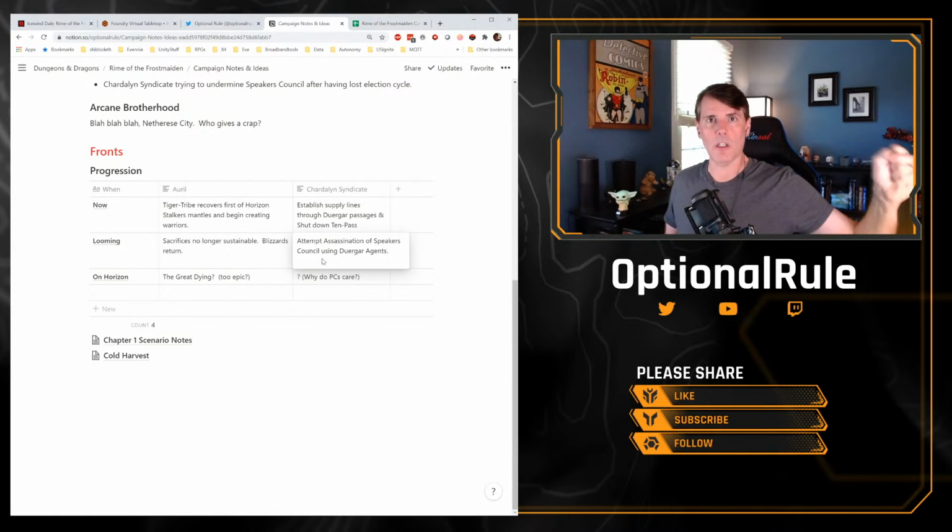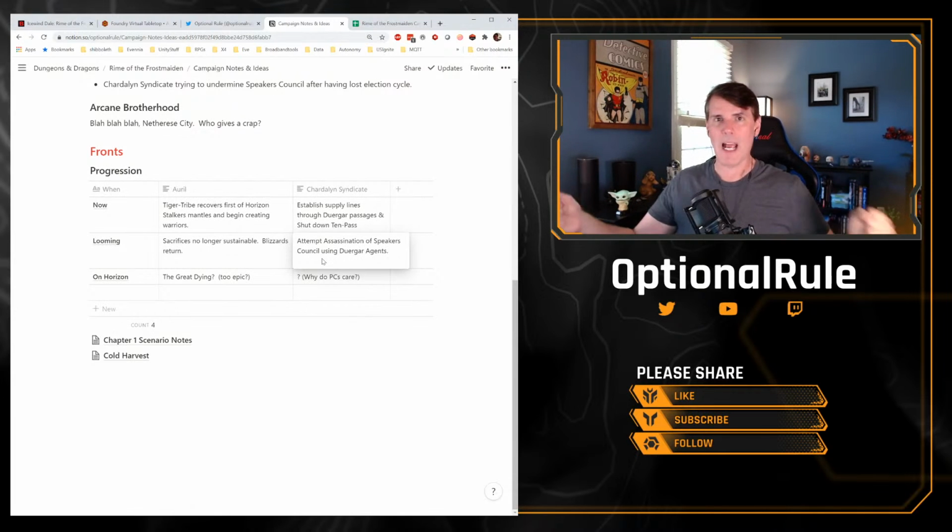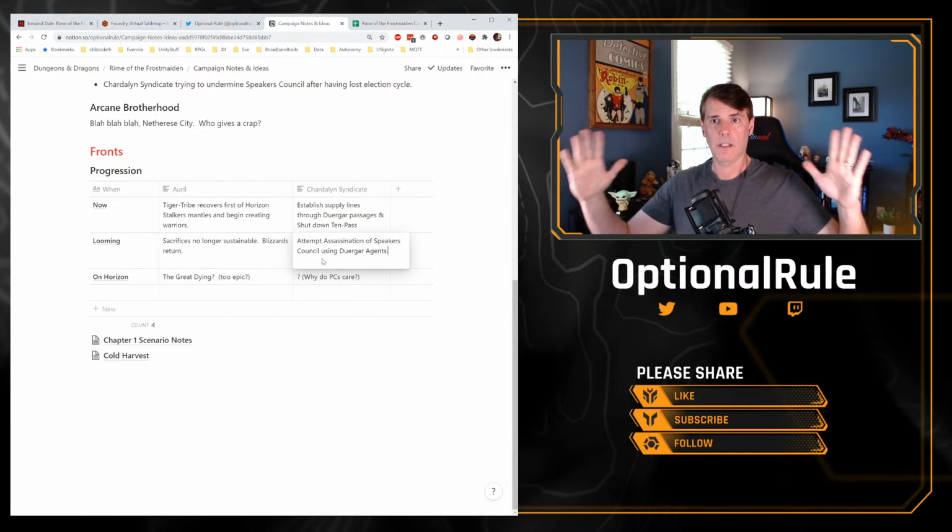And as part of that, the Charterland Syndicate is going to make a full frontal effort to sort of undermine them, cause riots and sort of unrest within the towns. And at some point, they're going to try to assassinate the Speakers Council. So that's what I envision as the level 5. Like once they finish that plan, that's the level 3 to level 5 block.